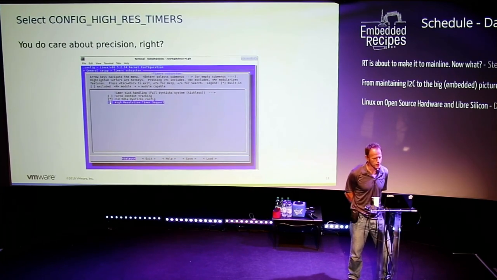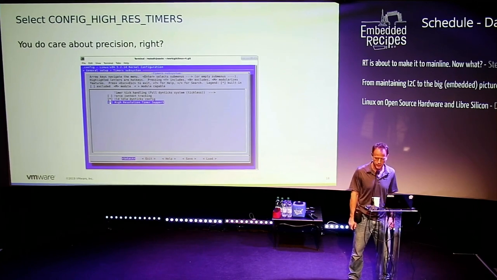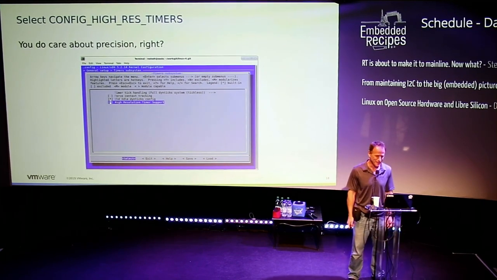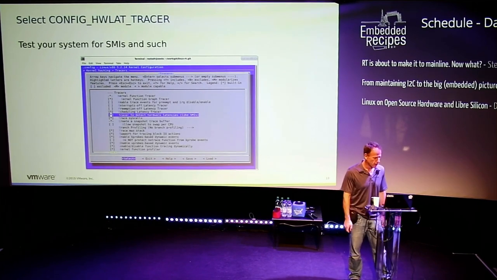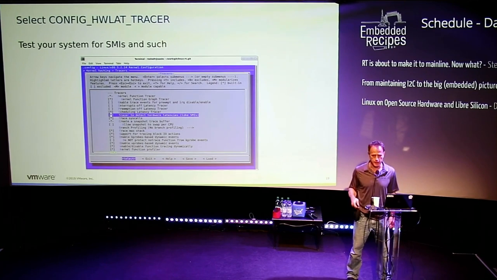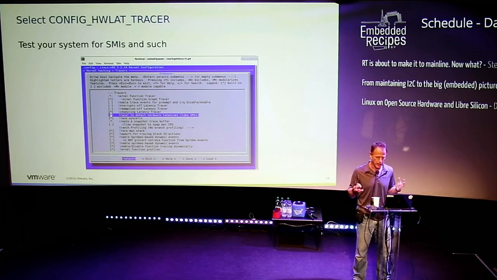This is kind of strange because you can actually download and install the real-time patch but not enable high-resolution timers. I don't know why you would want to do that, but maybe there's a use case. I gave a talk at Embedded Recipes, I think last year or maybe the year before, about how real-time is more than just a kernel, and I talked about the system. If you want to analyze the system, you want to enable the hardware latency tracer that detects hardware latencies. I'll talk a little bit about this later.